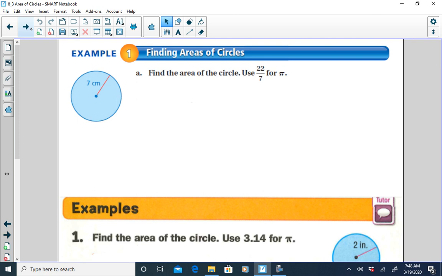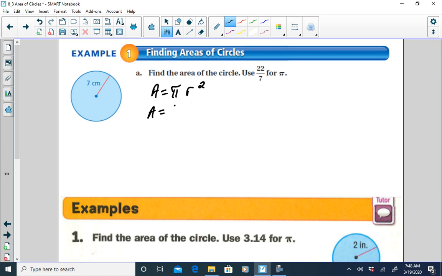All right, let's take a look at our first example here. We have a circle, and we're given that the radius of the circle is 7 centimeters. We're asked to find the area of the circle, and to use 22/7 as our approximation for pi. Anytime we find the area of a circle, we always start by writing our formula. So the area of a circle is equal to pi times the radius squared. We're told to use 22/7 for pi.